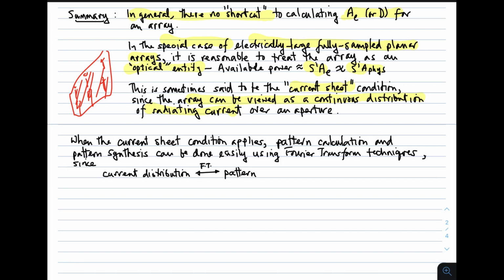When this condition applies, pattern calculation and pattern synthesis can be easily done using Fourier transform techniques. Why? Because we've got a lot of intuition about how those continuous distributions work and how their Fourier transforms work. So once again, we find this relationship to be useful: the fact that the current distribution over an aperture is related to the pattern associated with that current distribution through the Fourier transform.